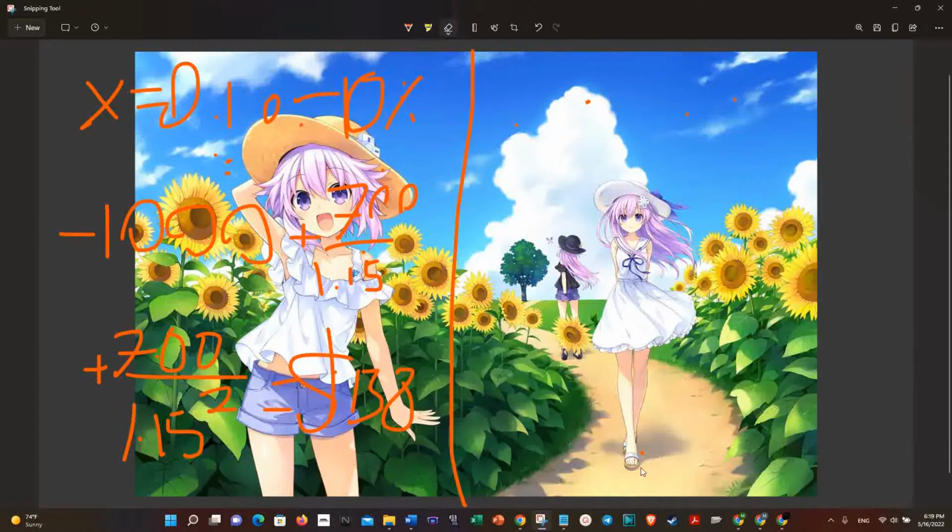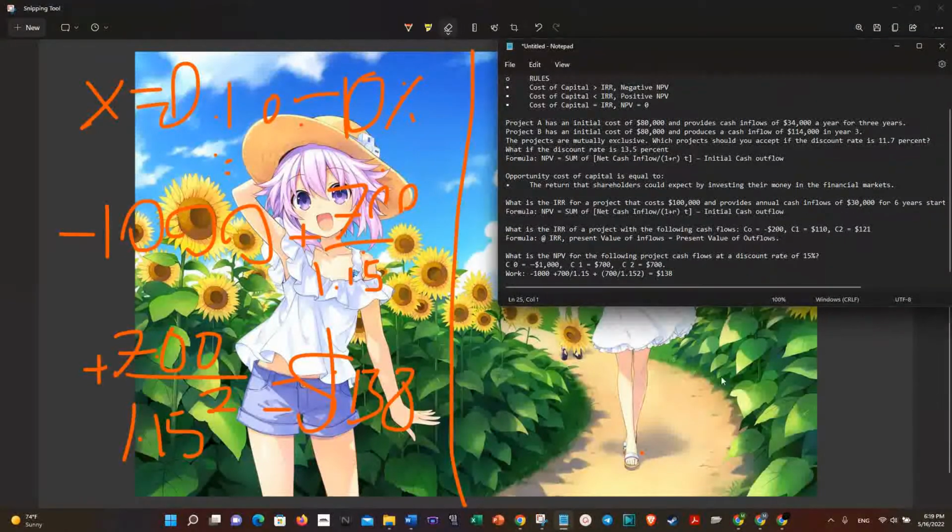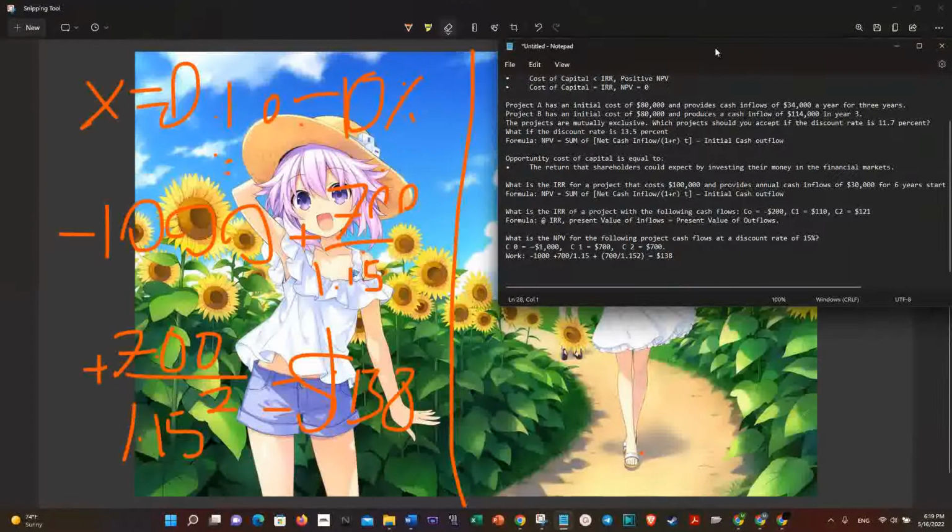Oh, and I misspoke about this. You do need to use a 1.0 because there is no discount rate. So the discount rate is equal to 0. So 1 plus 0 is 1.0. I don't know why I said you could do any number. That is incorrect.